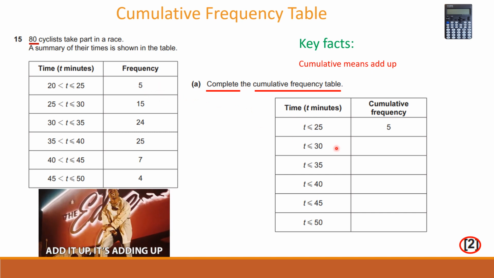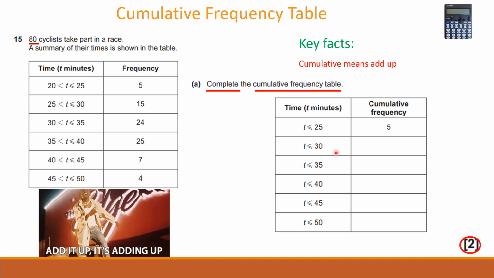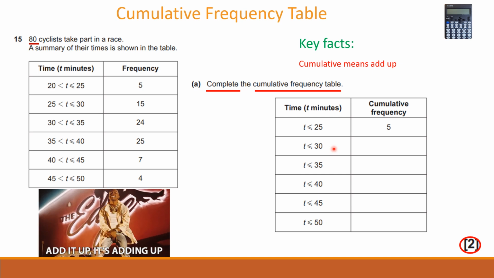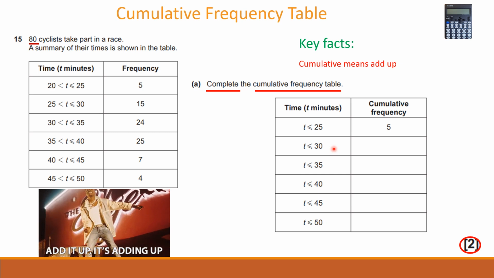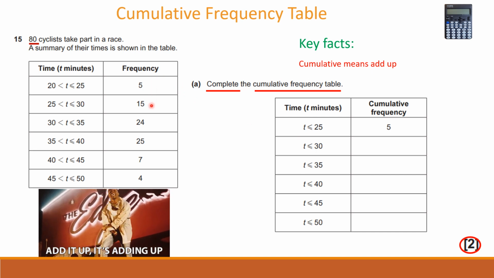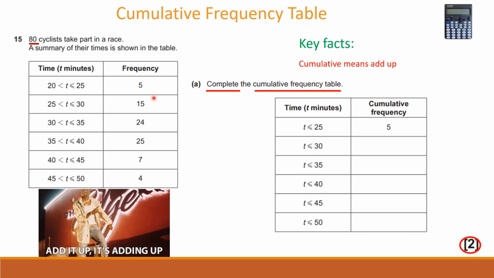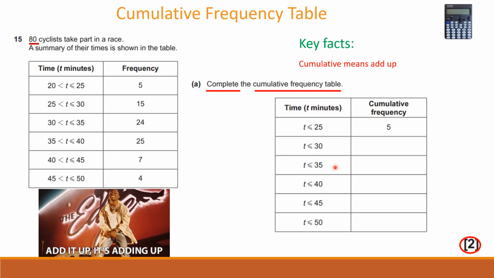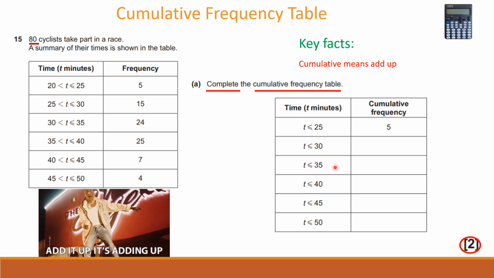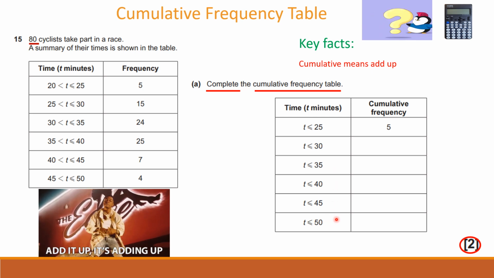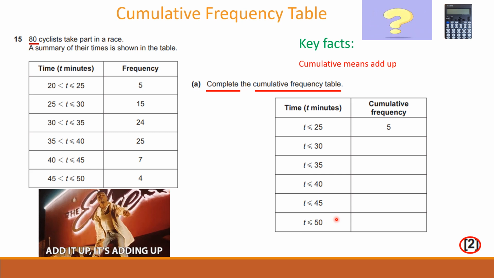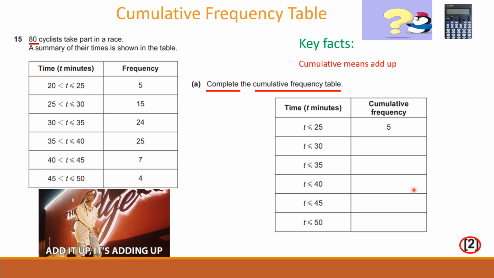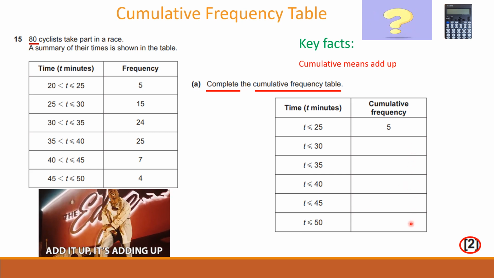You've now got to work out the total time for how many people are less than 30. So the frequency means how many people in total are less than 30. So you've got to work out a cumulative value. So add the values up. Then you've got to work out how many are less than 35, all the way up to 50. Press pause, draw out the table and have a go at completing the missing values in the table. Press play when you're ready to hear the answer.